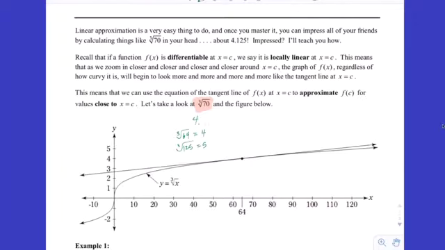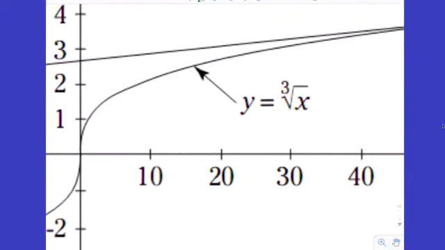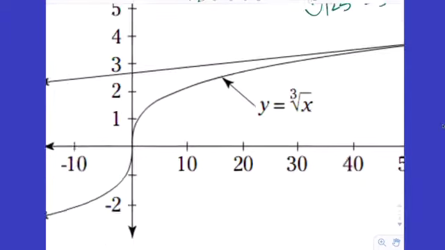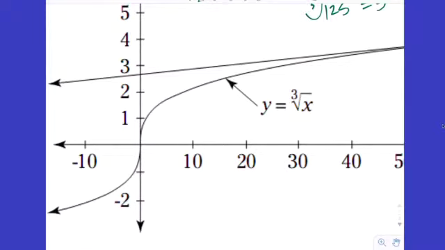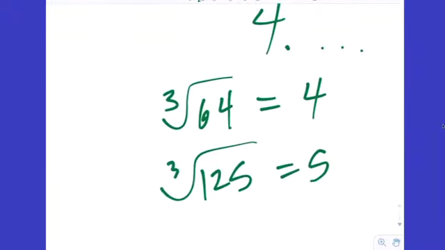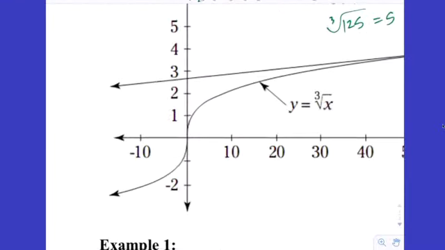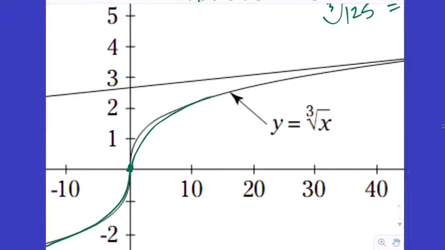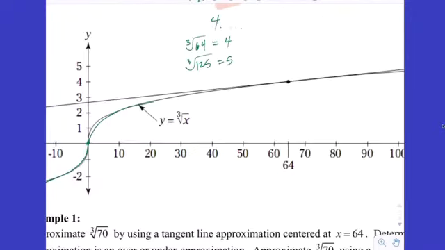So that's what linearization is going to allow us to do. Here's how we would analyze the problem. If we look at the cube root of x function, y equals the cube root of x. Why cube root of x? Because we're trying to find the cube root of a number. The cube root function, of course, is a parent function. Remember, it's the one that has the vertical tangent right there. But if I go up far enough, notice the graph is tapering off.